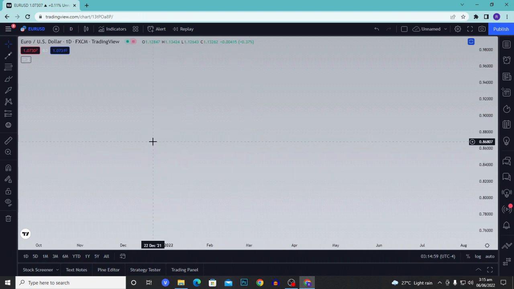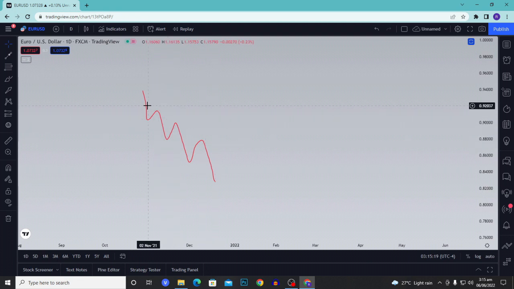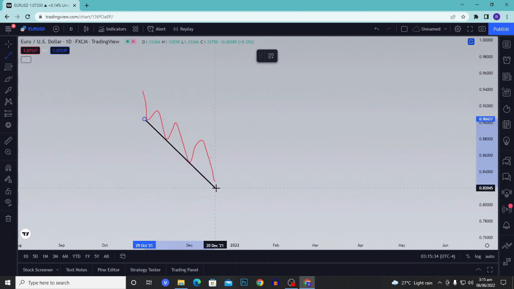In determining a downtrend, what we look for in market structure is something like this, where price forms lower lows and lower highs. As you can see, lower lows, lower highs. That can also be marked up with a trend line, but ignoring the trend line part, we just look for lower highs and lower lows.